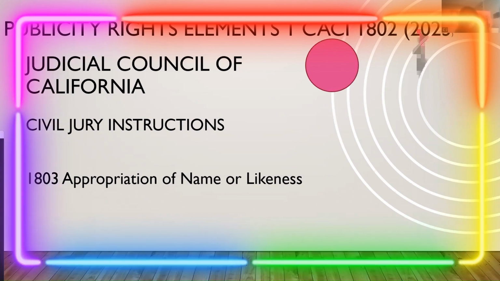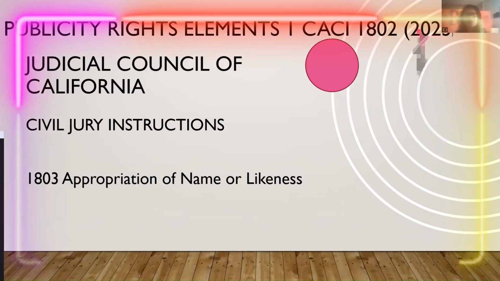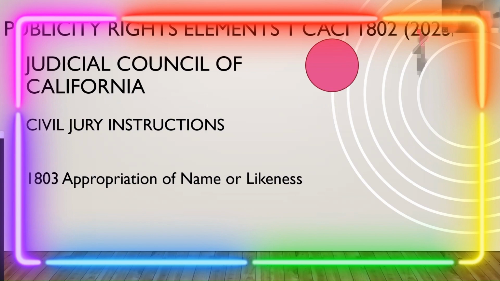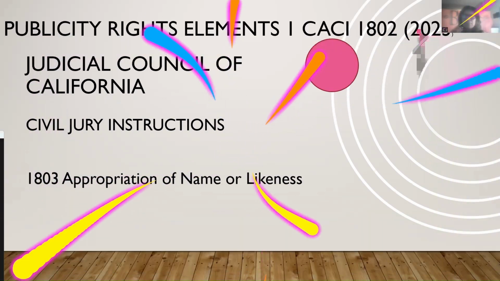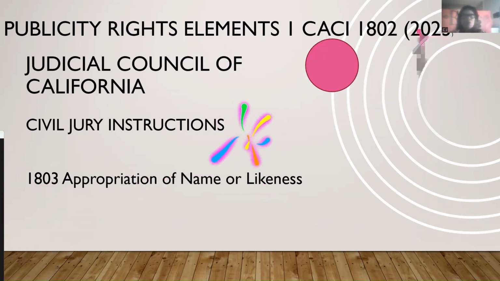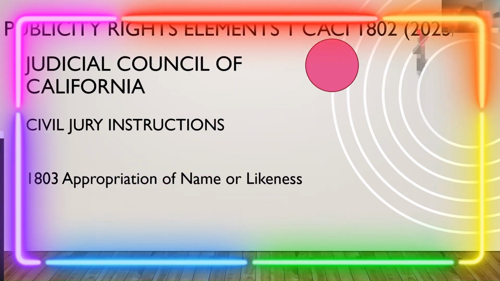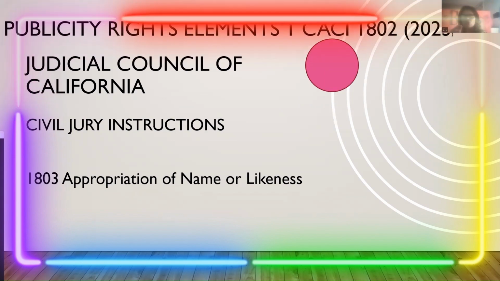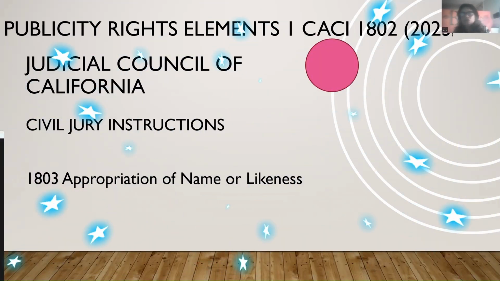All right, element number one. Oh, and I'm just gonna mention real quick that these jury instructions follow a lot of the common law of appropriation of name or likeness. But it also applies to the statute one. One of the main differences is that when it comes to the statute, you do have to prove that direct connection between the use and the purpose of the commercial when you're using someone's name. So there has to be that direct connection.